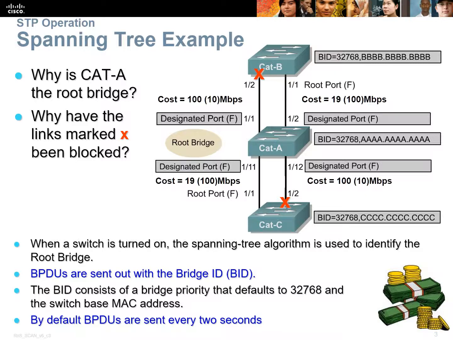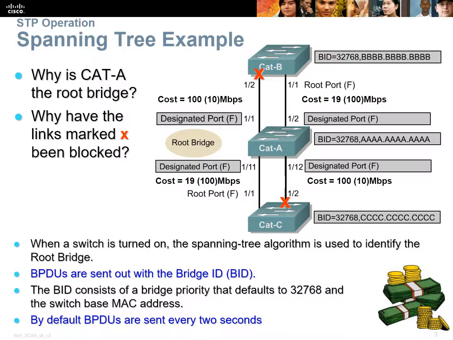Now on Cat B up the top, 1/2 is only running at 10 meg, whereas 1/1 is running at 100 meg. So switch B has said, look, I've got two ways to get to the root, but the slower way, I'm going to block that. And that's because it actually costs more. Remember, cost is money. So a higher cost means not as good as the lower cost.